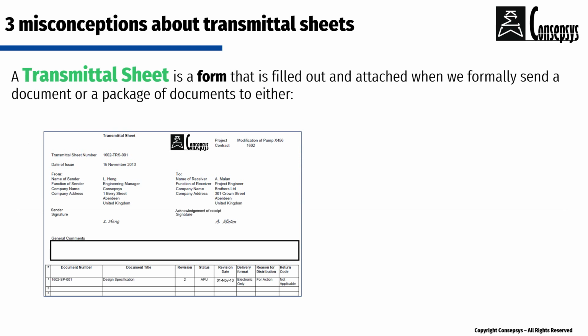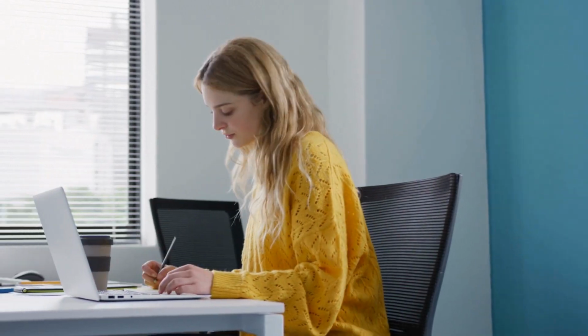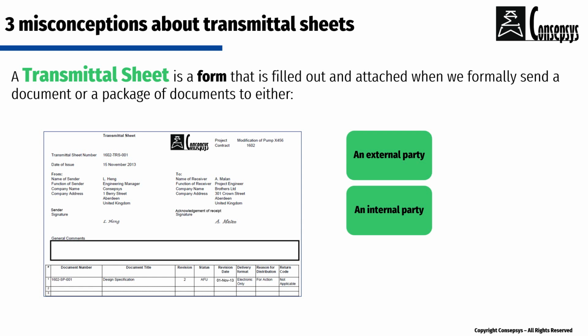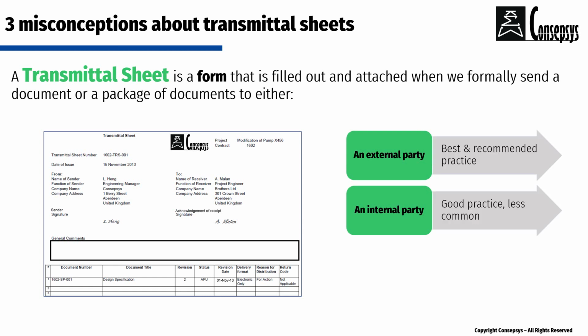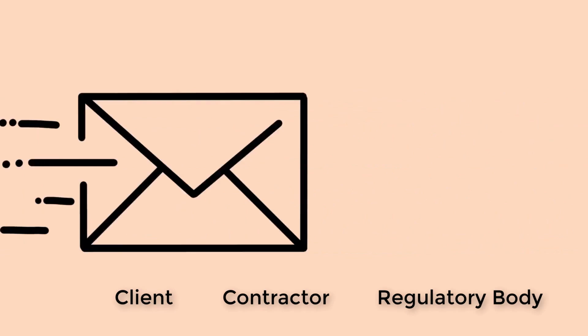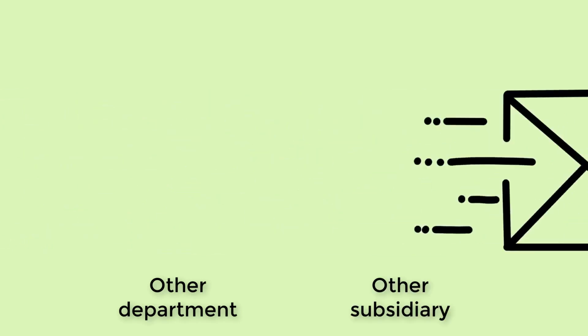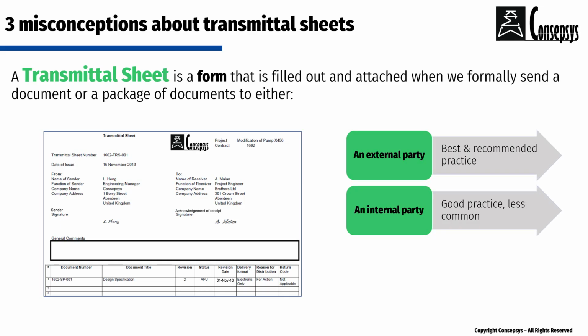A transmittal sheet is a form that is filled out and attached when we formally send a document or a package of documents to either an external party or an internal party. Using transmittal sheets to formally send documents to an external party, for example, a client, a contractor, or a regulatory body, is the best and recommended practice. Using transmittal sheets to formally send documents to an internal party, for example, another department or a subsidiary within the same company, is a good practice too. It is less common though.